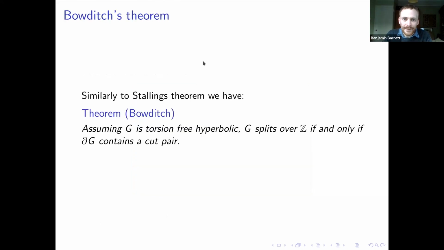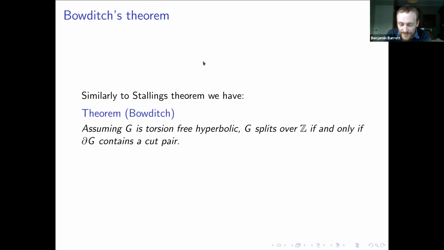Okay, and then Bowditch's theorem, just like Stallings' theorem, or just like for splittings over finite groups, I gave a simple argument in one direction, then quoted a big theorem in the other direction. I'm doing the same. So Bowditch's theorem is the converse of what I just said. So if G is under those assumptions, G splits over a cyclic group, an infinite cyclic group, if and only if the boundary contains a cut pair.